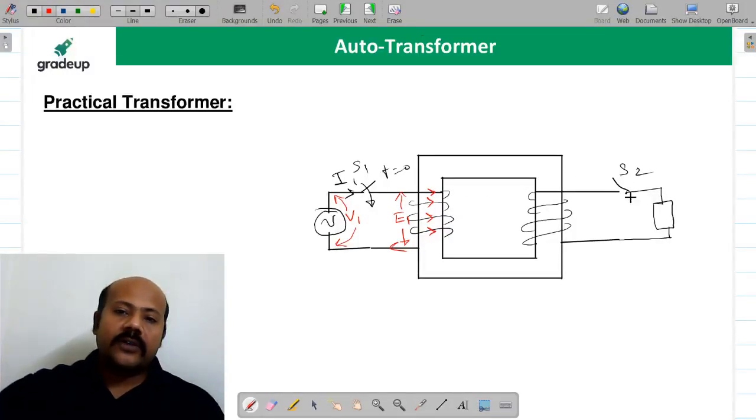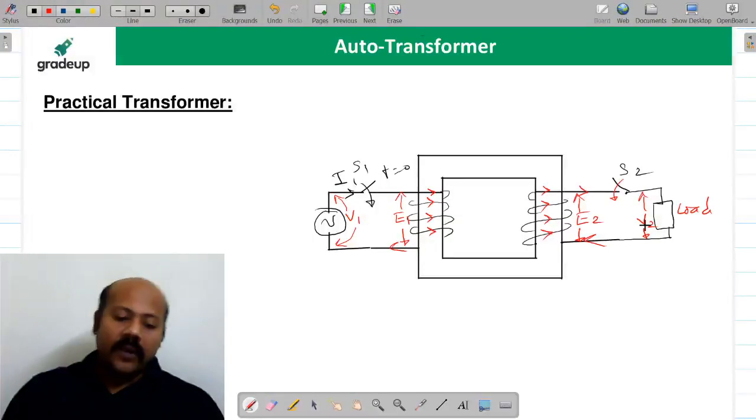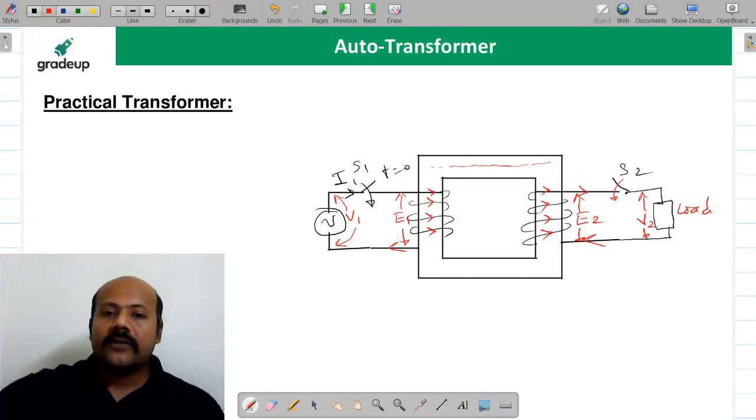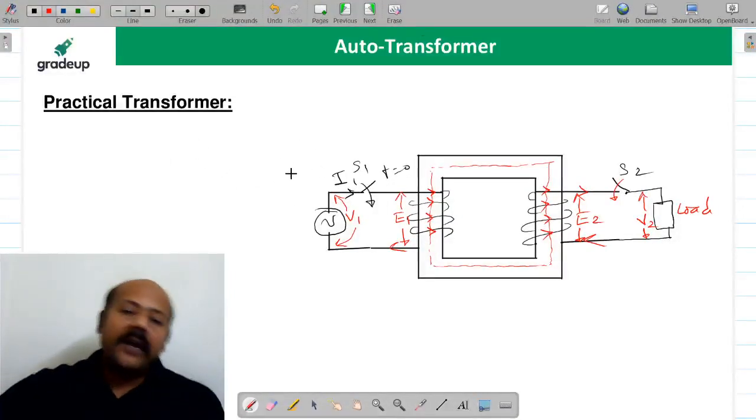Now suppose this switch is also closed. We have seen the transformer action also. So suppose the current direction is something like this. This switch is also closed, so the current is going to be in this direction. And there is going to be some EMF induced that we are calling E2, and the terminal voltage across the load, we are calling V2. This is the normal thing that we have discussed yesterday. Now because of the current in the primary winding, there is going to be some flux also there. I hope you are comfortable with this. Yes or no? Now if it is a practical transformer, what is the idea about a practical transformer?